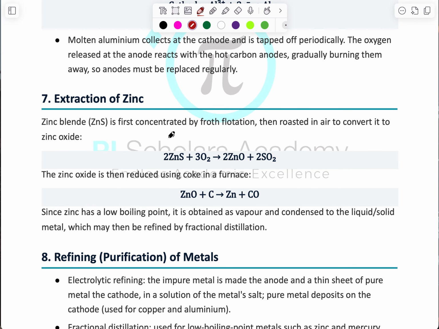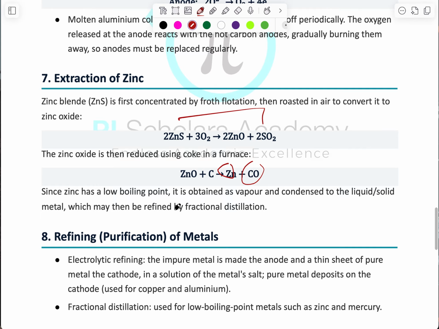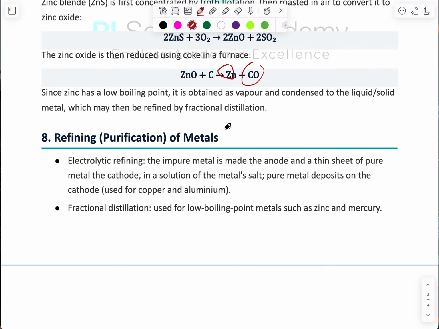So the first thing, you concentrate it by froth flotation, then you roast it in air to convert it to zinc oxide. So this is the equation of the reaction. Then zinc oxide is reduced by coke. Because zinc is moderately reactive, it can be reduced by what? By the action of coke. And then you have your zinc and you have your CO. Now, it has a low boiling point. It is obtained as a vapor and condensed to solid metal, which may then be refined by fractional distillation. So let's talk about the refining process.